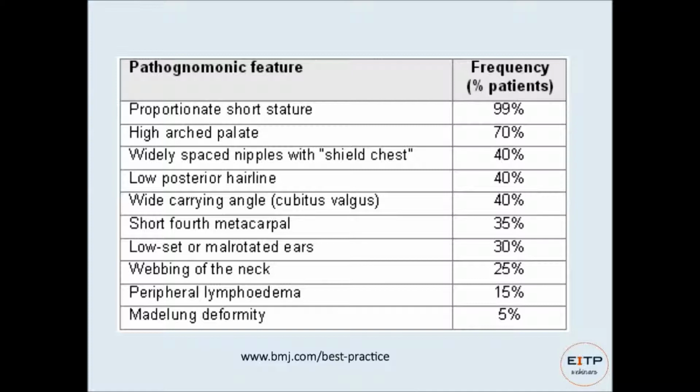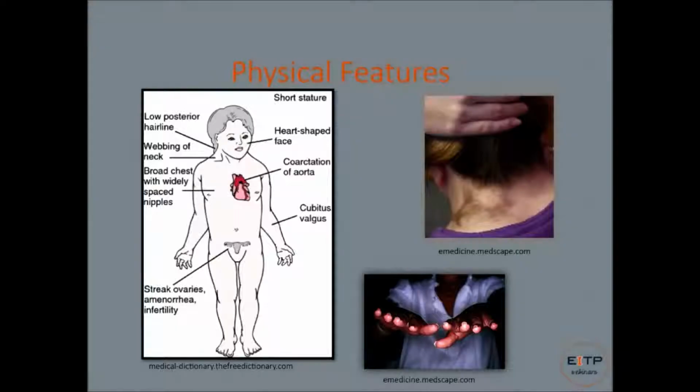You can see a low posterior hairline, a wide carrying angle of the arm, so the elbow's angle is kind of wider than typical. A short fourth metacarpal in the finger, some abnormalities with the ear, and then this webbing of the neck is another one that you will hear talked a lot about. So children with Turner syndrome typically have a webbed neck, and we'll see some photos of that as well. The decreased growth velocity, this kind of main feature up here, usually starts to present around 18 months of age. So something to be aware of in the children that you're working with in early intervention.